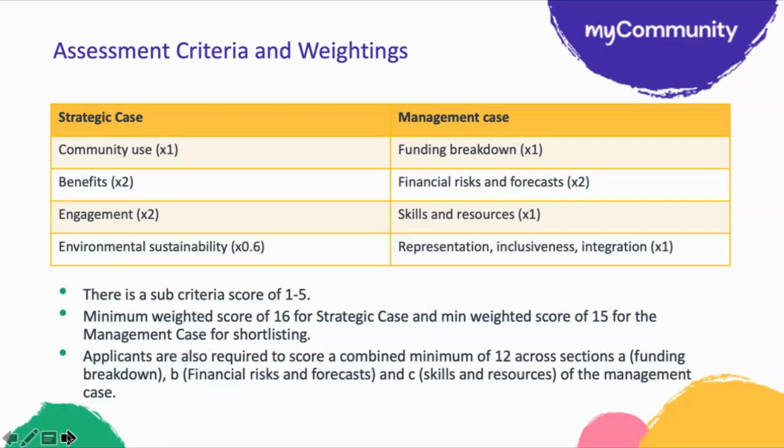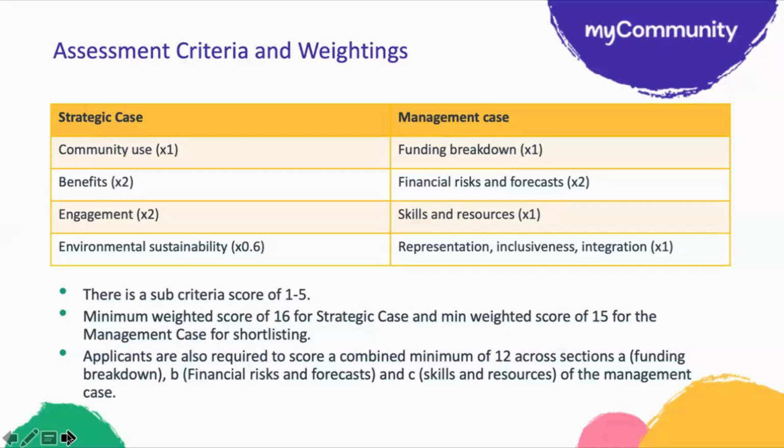So the two sides are roughly the same. There's a weight of 16 for the strategic case and 15 for the management case. So they're very broadly worth about the same amount. You also have to score a minimum of 12 across the top 3 sections in the management case.